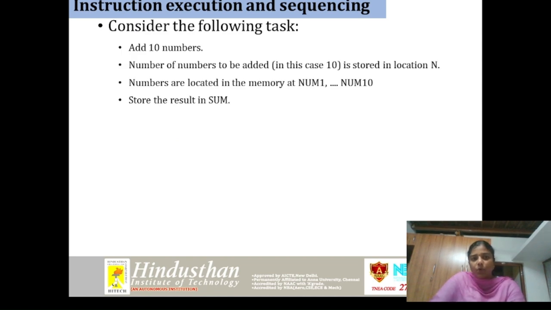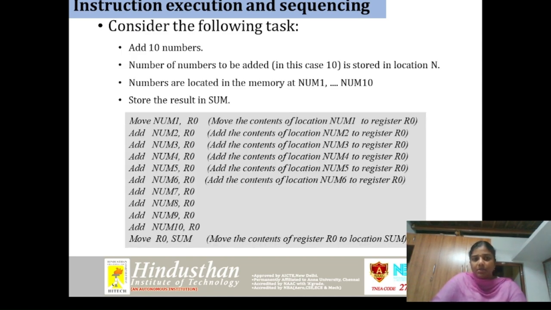Next, consider the following task: add 10 numbers. In the before example there are only 2 numbers, we are just adding and storing the result in some variable. Consider there are 10 numbers to be added. So how many instruction steps will there be? There will be a lot of instructions like move num1, R0, add num2, R0, then num3, R0. We have to add until 10. So there are a large number of instructions in this type of example.